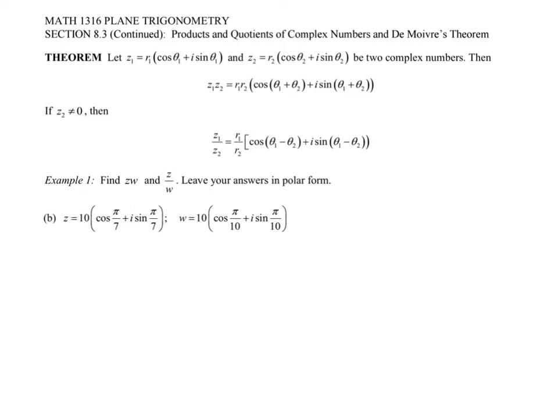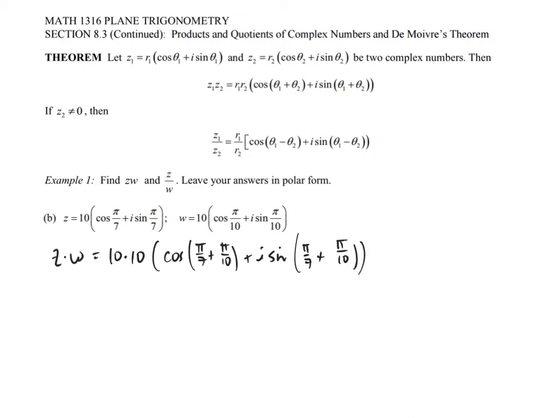Okay, next example is very similar. It's just in radians this time, so I'm going to again use my formulas. So z times w, I'm going to take the r of z and the r of w and multiply them together. So that's going to give me 10 times 10, multiplied by cosine of pi over 7 plus pi over 10, plus i times the sine of pi over 7 plus pi over 10.